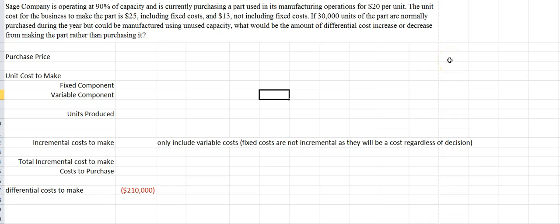Okay, so let's look at this problem. This relates to the decision of whether to purchase a product or to make it yourself for the company. Okay, so let's read this one.